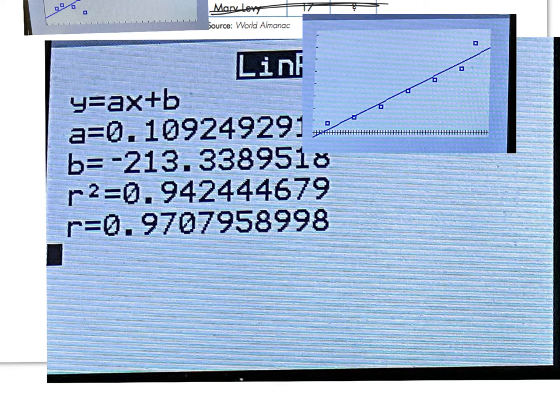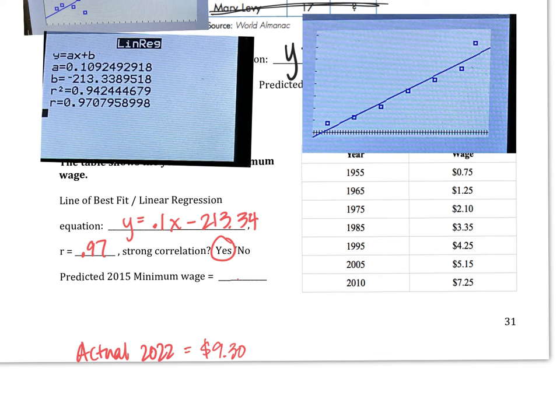I'm going to go with just three decimals. Actually, maybe I go two more. 0.24929. I'm going to go with what I see, times the year 2022 and then minus my 213.34. Actually, I'm going to keep that right. 0.3389518. Does that help our accuracy? That helped me go from a negative answer to $7.56 an hour. So this year we're definitely going to use the full values from our graph.